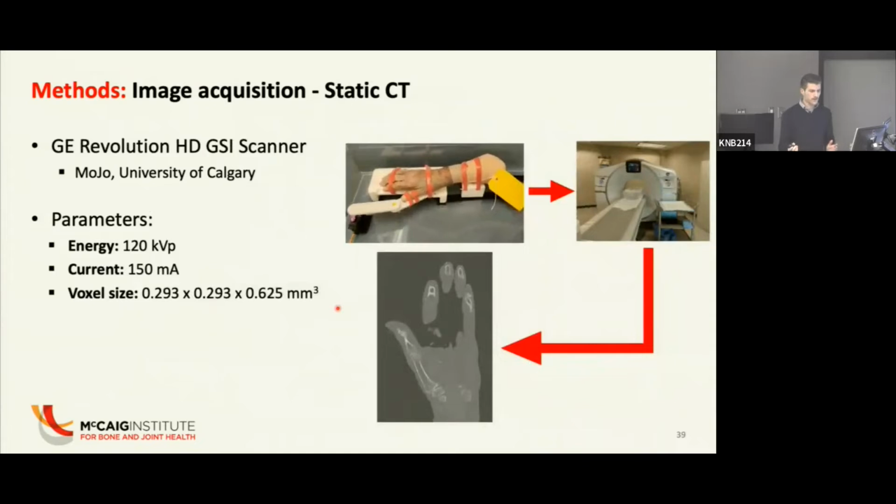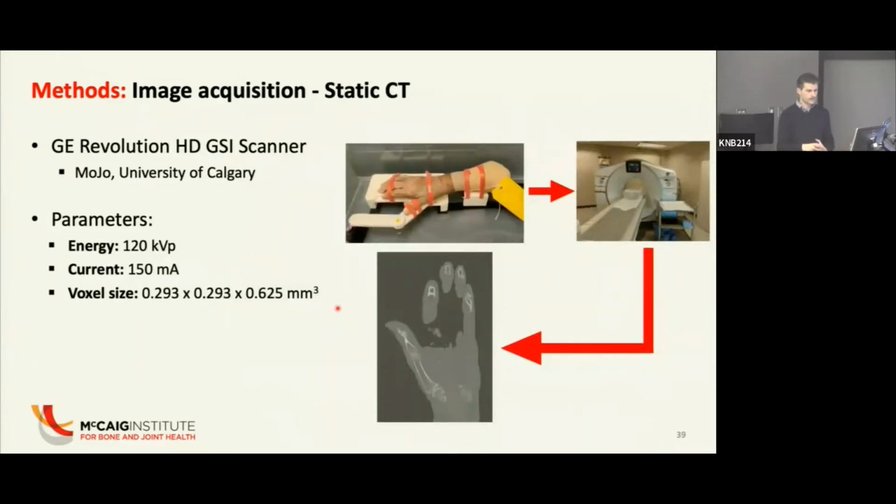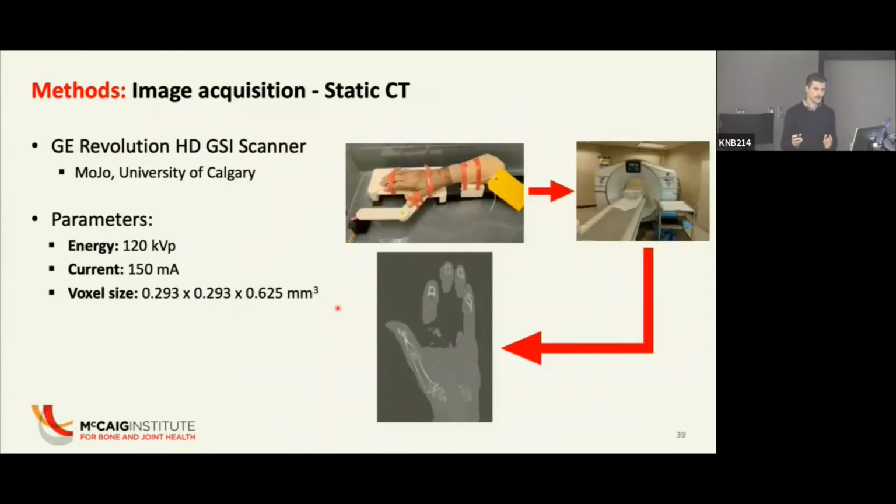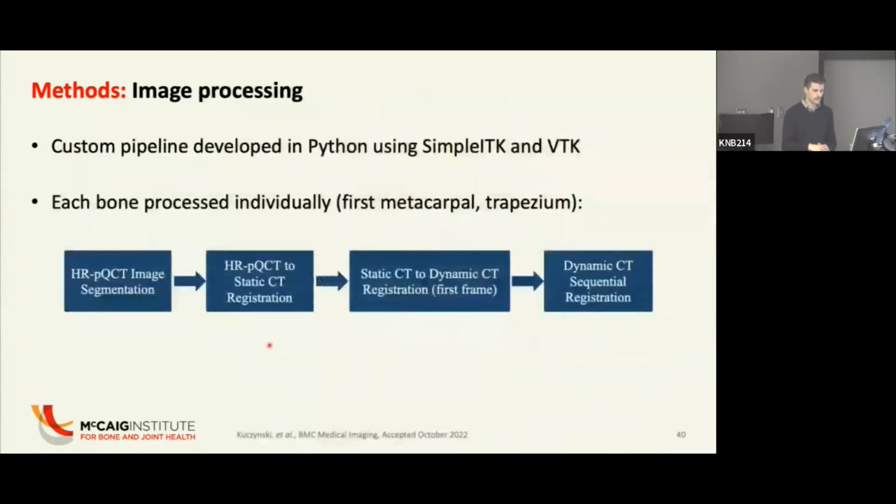But we did find that the drastic resolution change between our HRPQ-CT and dynamic CT was a bit too much for our image processing to figure out. So we actually added an intermediate step where we scanned the entire hand in the clinical scanner, same one as the dynamic CT was performed on, just to help the image registration accurately line up the bone masks. So this whole workflow was developed in Python, and we processed each bone individually and then combined them back together into a joint image in our dynamic CT space.